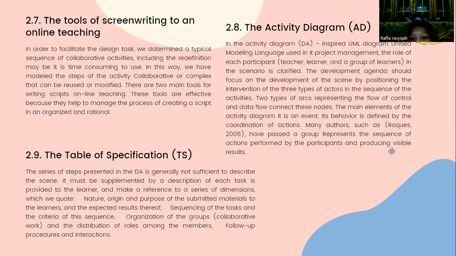The main element of the activity diagram is an event. Its behavior is defined by the coordination of actions. Many authors, such as Rockus in 2006, have grouped and represented the sequence of actions performed by the participants and producing visible results.